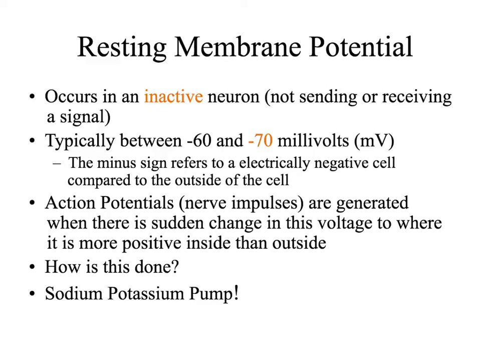These action potentials, or nerve impulses, are generated when there's a sudden change in this voltage to where it is more positive inside than outside. And so how is this done? How is an action potential done? It is the sodium-potassium pump.